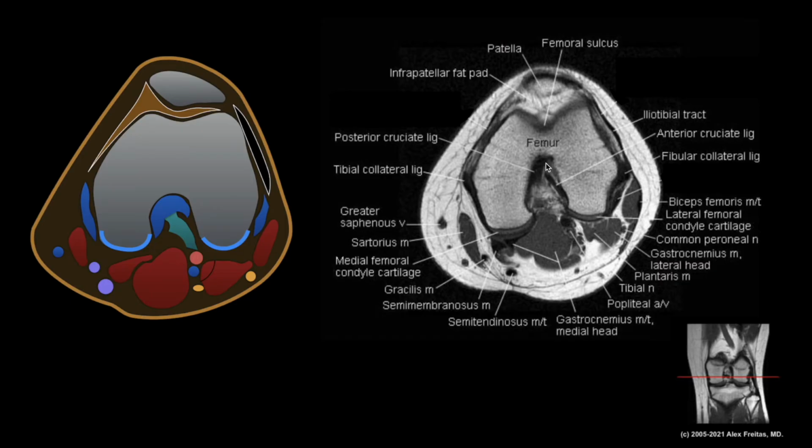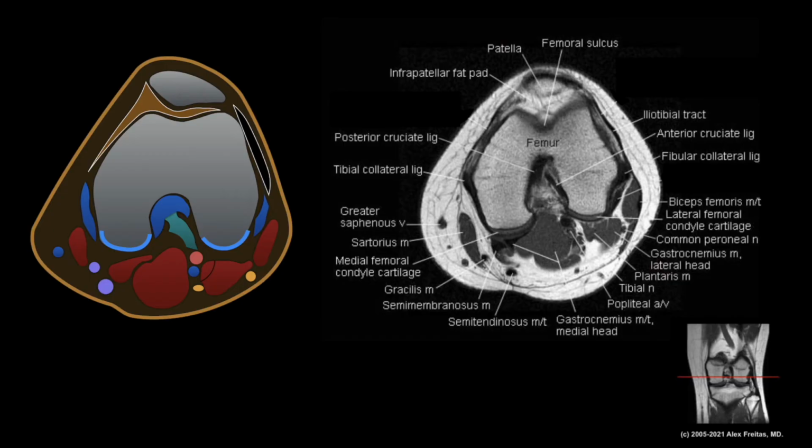And one more thing that I want to mention here, a very, very good depiction: the cruciate ligaments, the posterior one and the anterior one. There is one structure that I want to mention. It is the femoral sulcus, the front of the femur.